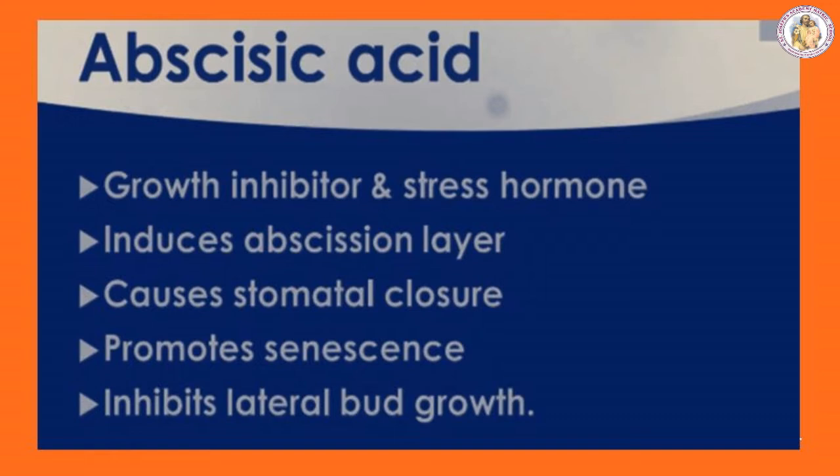Physiological effects of abscisic acid. It causes separation of leaves, flowers, and fruits from the branch. During water stress conditions, ABA causes stomatal closure. ABA promotes senescence in leaves by causing a loss of chlorophyll. ABA induces bud dormancy towards the approach of winter in trees like birch. ABA is a powerful inhibitor of lateral bud growth in tomato.